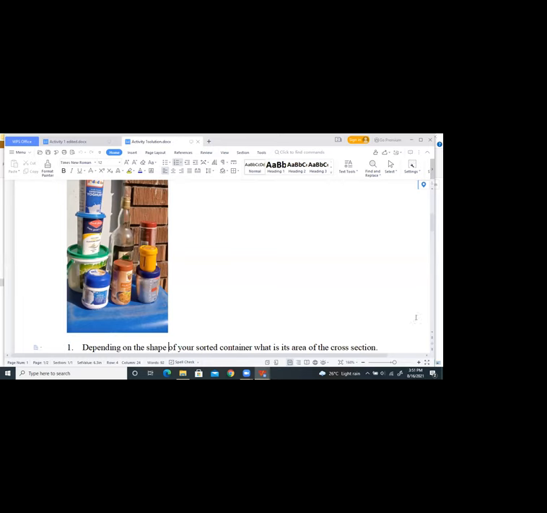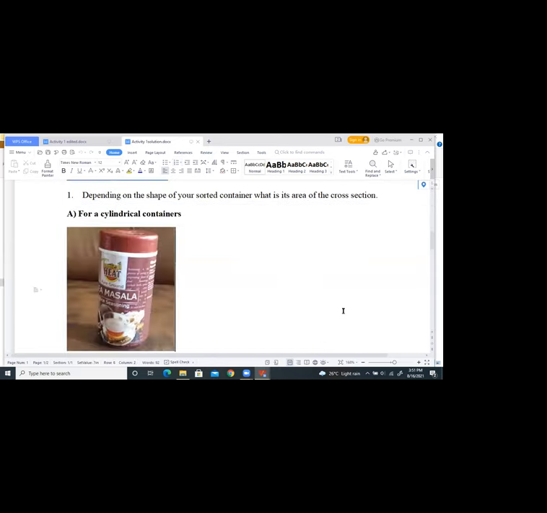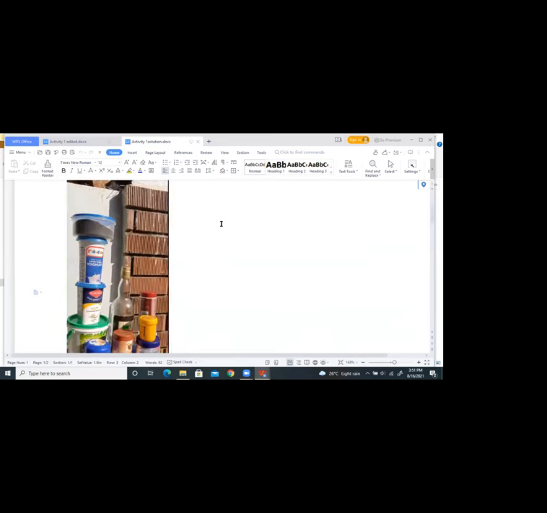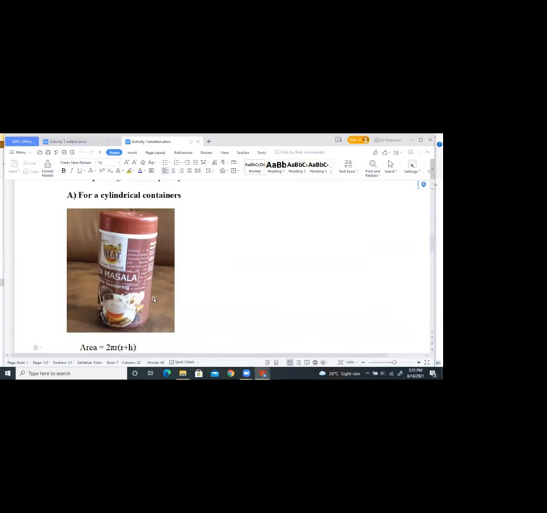That is the question they asked us for the sorted container. Me, I sorted out the container. If you sorted cylindrical containers, this is how we calculated the area. Look at this picture of my containers. I picked the cylindrical container, which is the pilau masala, the one which is here.